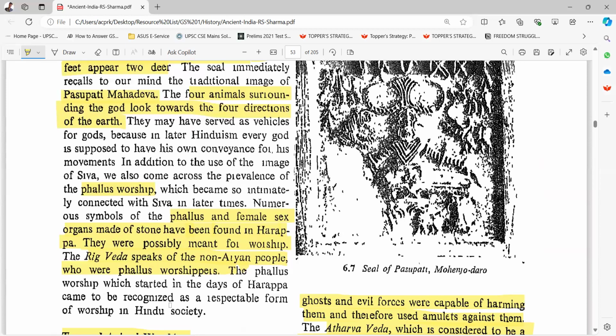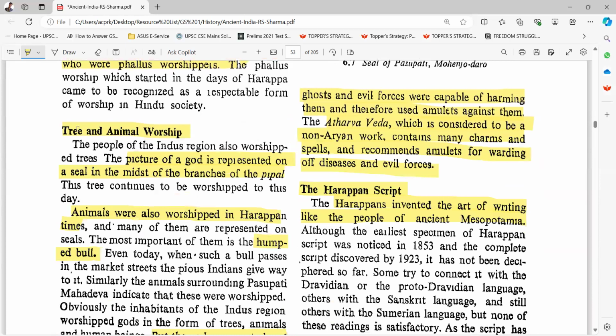Next is tree and animal worship. The people of the Indus region also worshipped trees. The picture of a god is represented on a seal in the midst of the branches of the peepal tree. This tree continues to be worshipped to this day. Animals were also worshipped in Harappan times, and many of them are represented on seals.